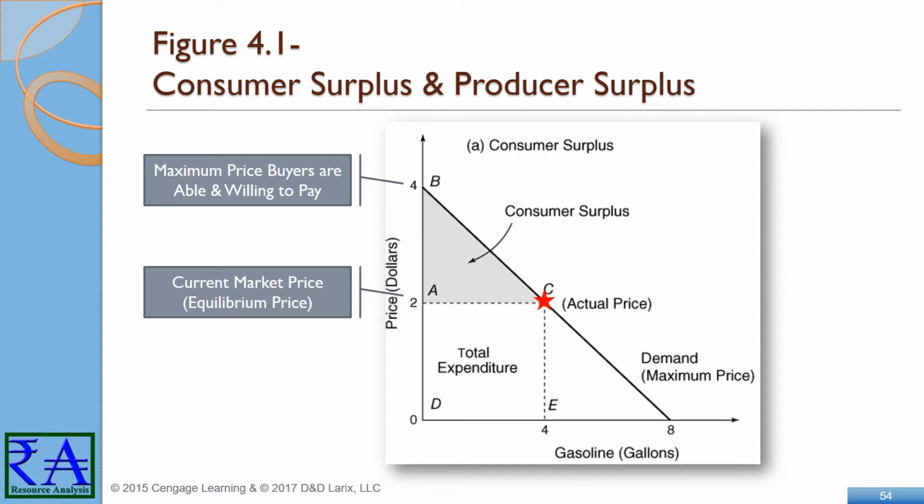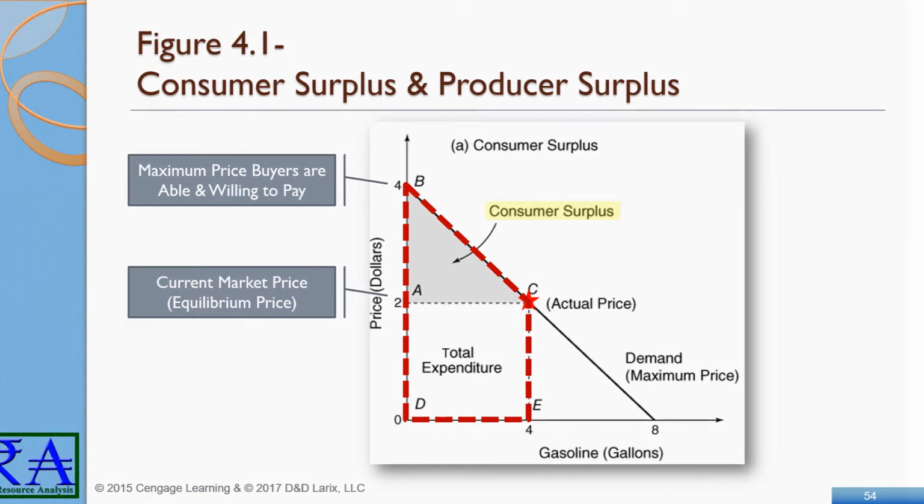In fact, they would have purchased about nothing at a maximum price of $4 per gallon. When we look at the downward sloping demand curve and the equilibrium price, we determine consumers would have spent $12, as shown by the area of DECBAD. Consumer surplus in this example is the area of ABC and is $4, calculated as 2 times 4 divided by 2, in the area of the shaded triangle. Market price will affect the quantity of gas purchased and the level of consumer surplus enjoyed.